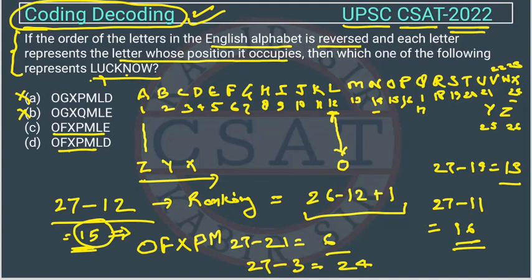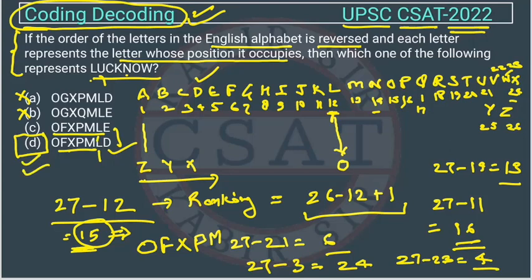So no need to check for L, directly check for the last digit, because L is given in both, right? So we will check for W. W is at position 23rd. So this will be 27 minus 23, which is equal to 4. So the letter at position 4 is this one, D, right? So at last we will have D. So the answer will be option D, right?